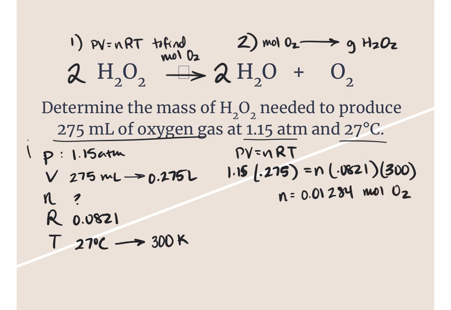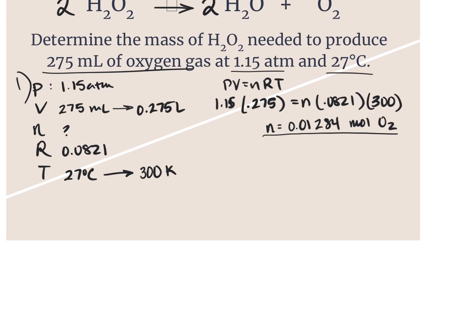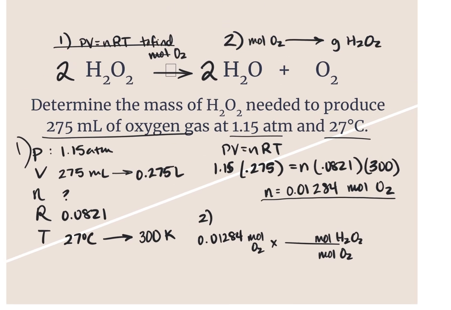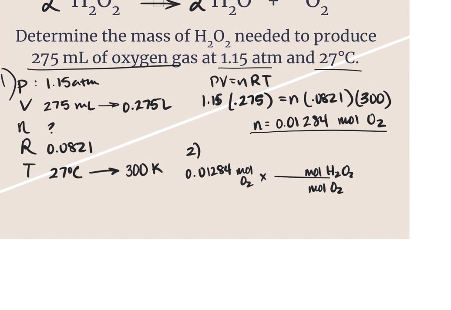So now that that first step is done, we now want to convert this moles of O2 into grams of hydrogen peroxide. So I'm going to do that step second. So I know I have 0.01284 moles of O2. I want to go from moles of O2 into moles of H2O2. So if I look up at my balanced equation, it's 2 and 2, easy enough.